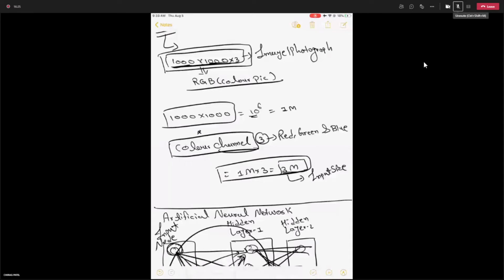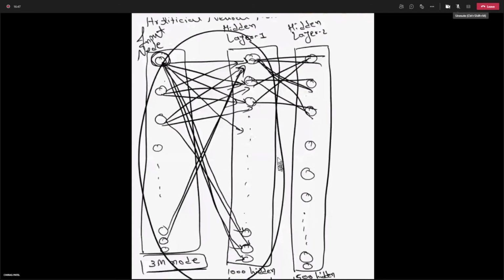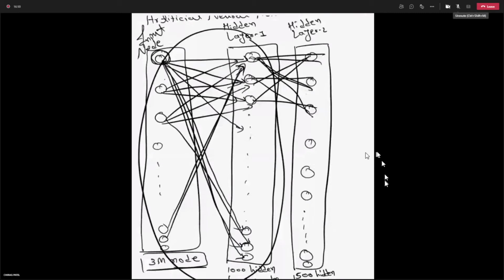If we draw our neural network architecture with these 3 million input nodes, and we have hidden layer 1 with 1000 hidden nodes, and all the inputs are connected with your hidden layer nodes, then the weight matrix, or the number of parameters in the weight matrix, is 1000 columns by 3 million rows, meaning your weight matrix contains 3 into 10 raised to 9 weight parameters. This is a very big number in itself. Please assume 3 into 10 raised to 9 weight parameters.